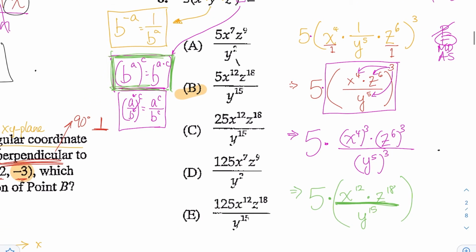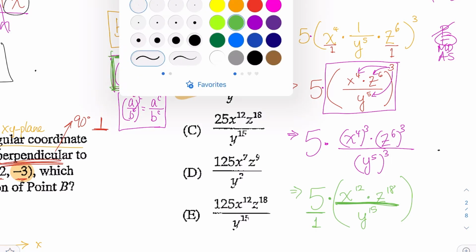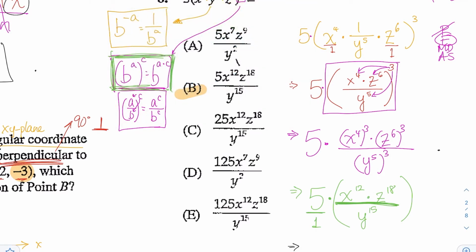Now you can finally multiply the 5. 5 doesn't have a denominator, so you can write this with the denominator of 1. So this will turn into essentially 5 times x to the 12th, z to the 18th, divided by y to the 15th. That is choice B.